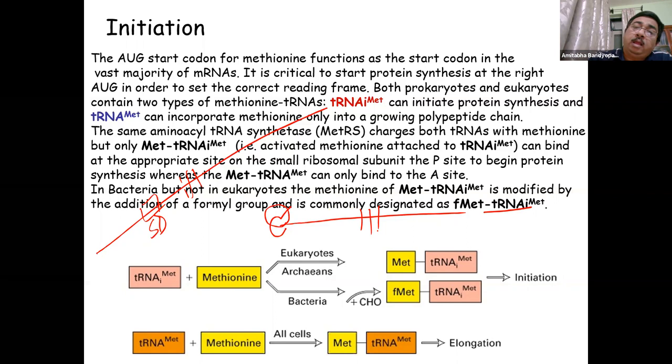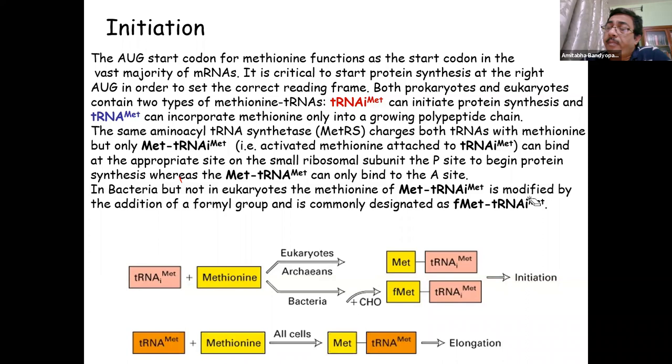Now, as I told you, there is only one codon for methionine, AUG. Now you can imagine that the tRNA that will bring methionine for polymerization, whether it is the first methionine or a methionine in between, can only recognize AUG. So now the question is, should there be one tRNA or two different tRNAs?